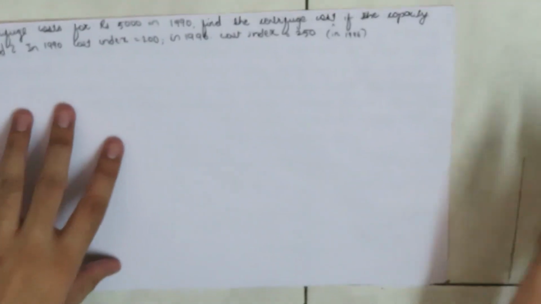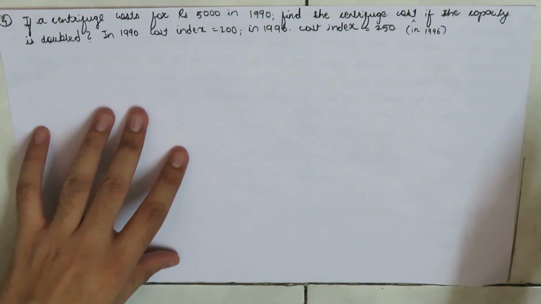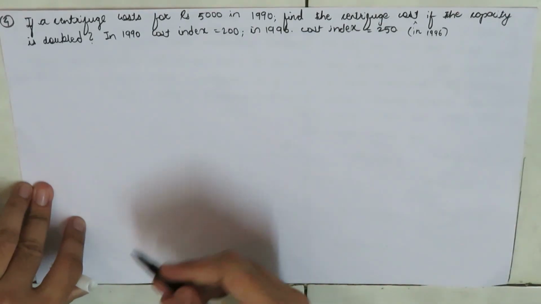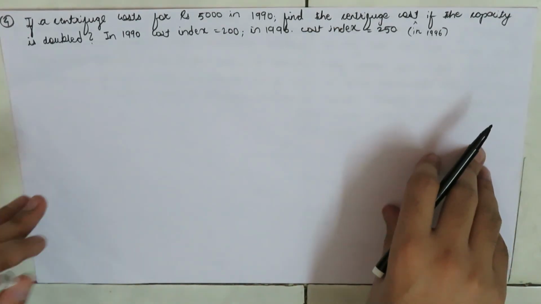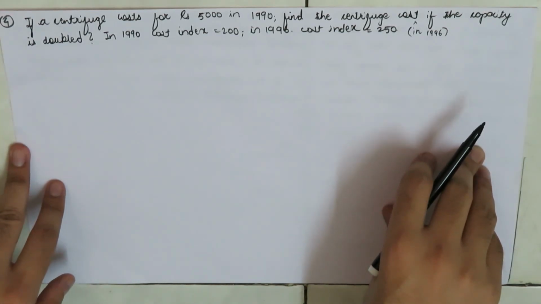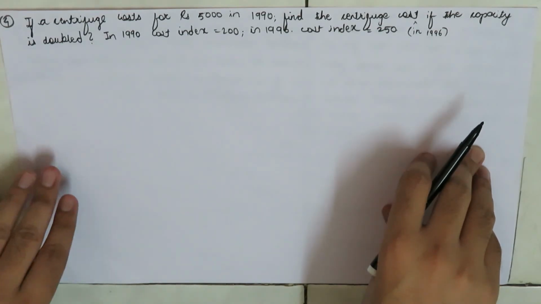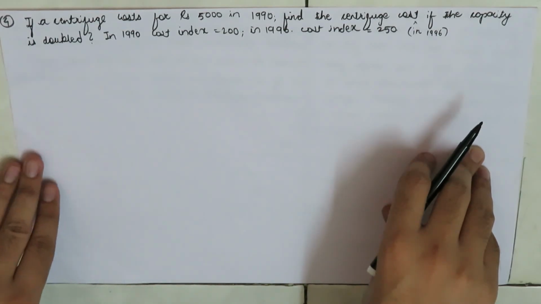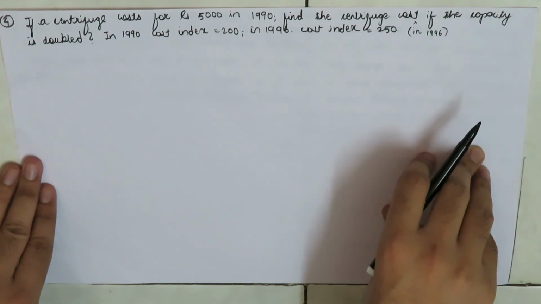So let's take another example where the capacity exponent is not mentioned. When the capacity exponent is not mentioned, we are directly going to make use of the 6/10 factor rule. So here's an example which depends upon the 6/10 factor rule. If a centrifuge costs rupees 5,000 in 1990, find the centrifuge cost if the capacity is doubled. In 1990 the cost index is 200, and in 1996 the cost index is 250.